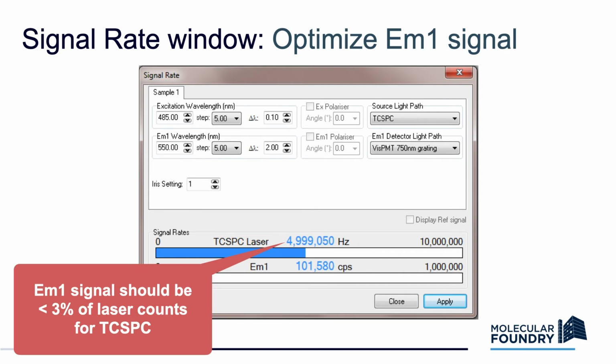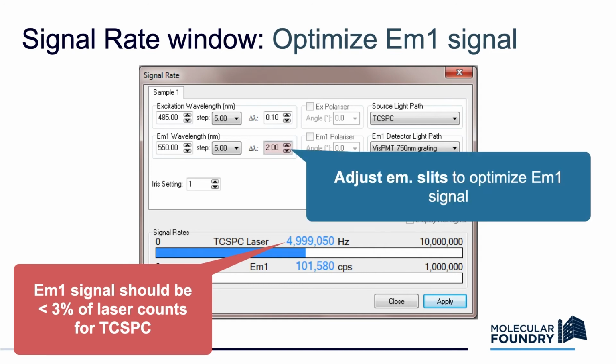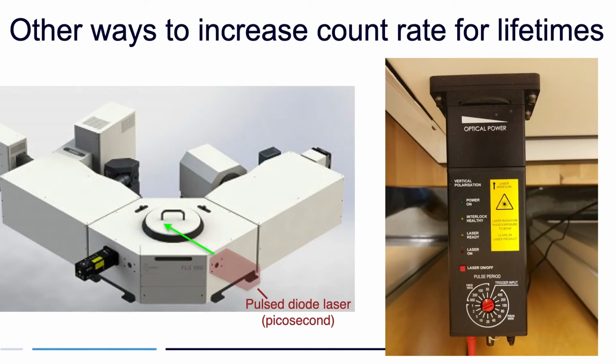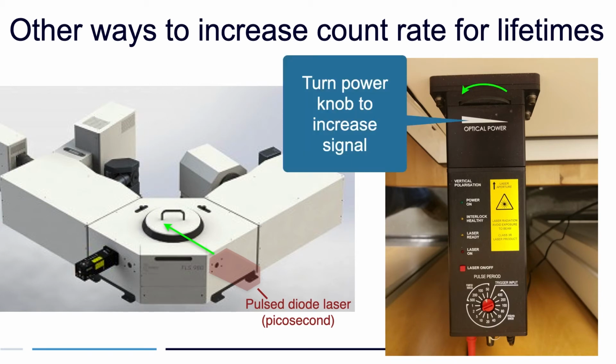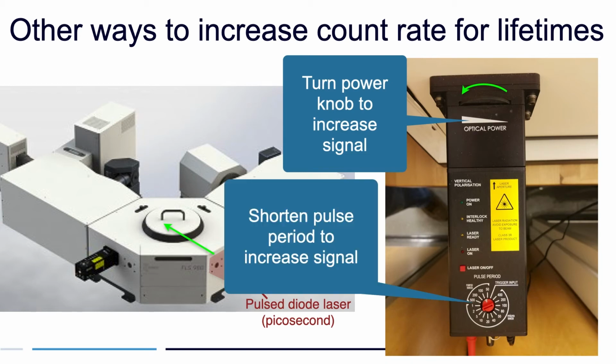Typically, your count should be somewhere between 10 and 100,000 counts per second. If you're not seeing enough counts, you can also adjust the emission slits. Typically, you would open up these slits, which isn't really important because we're not trying to collect spectra. Other ways you can increase the count rate for lifetime measurements are turning the optical power knob up to increase your signal, or shortening the pulse period so that you achieve a higher number of pulses in a given amount of time.